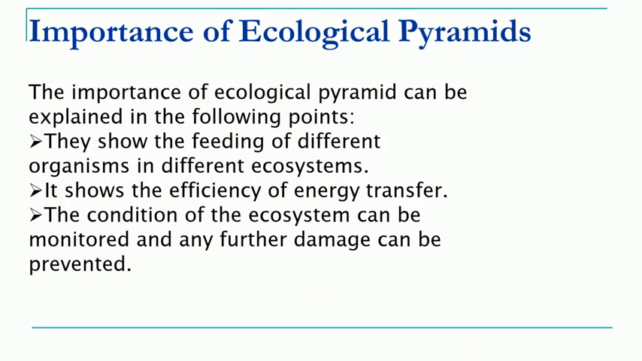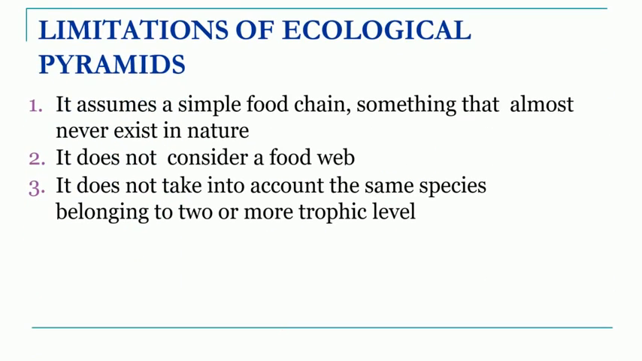Now there are some limitations of these ecological pyramids. This is a hypothetical concept, because it assumes a simple food chain, but it is not so. In nature we do not have a simple food chain, but we have food webs. So the ecological pyramid does not consider the food web, but it considers the food chain. It does not take into account the same species belonging to two or more trophic levels. This is another disadvantage or limitation of these ecological pyramids.